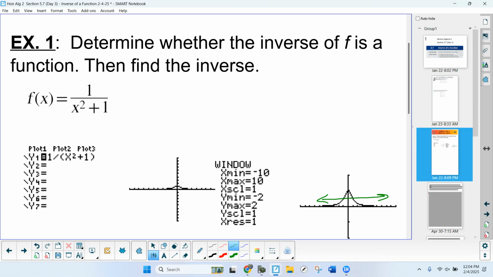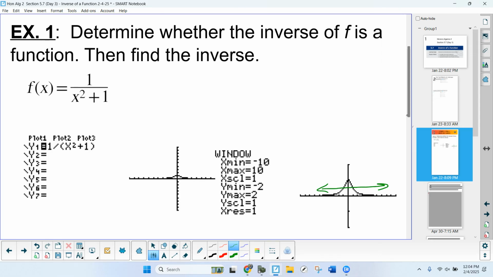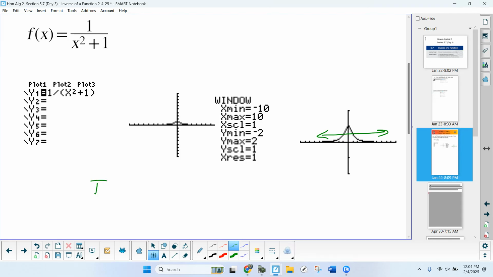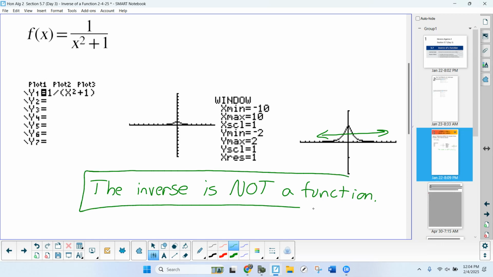I could have seen that with the little graph, but it was tiny. Okay. Does it pass the horizontal line test? So will the inverse be a function? No. So we know the inverse is not a function because the original does not pass the horizontal line test. Are we good with step 1?